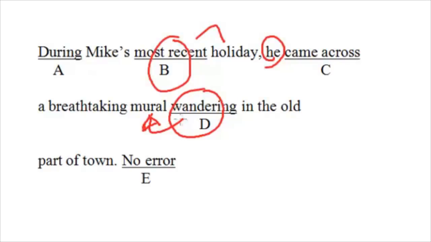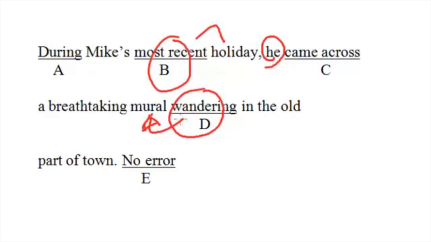right? So, during Mike's most recent holiday, meaning vacation, he came across a breathtaking mural. I don't know how you would fix this. Maybe you could say, like, "while wandering," because you want to say Mike is wandering, right? While wandering in the old part of town during Mike's most recent holiday, he came across, right? You're gonna have to swap things around a lot to make this more logical, right?